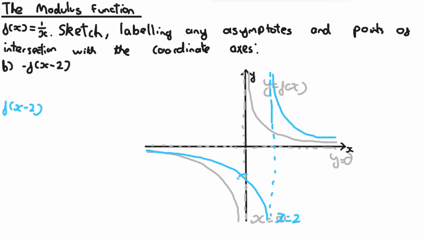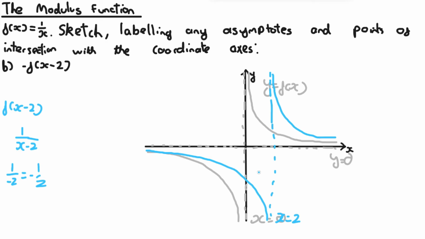And then this y-intercept here is going to be, as it's x minus 2, all of the values of x are replaced by x minus 2, so it's going to be 1 over x minus 2. So this is the y-intercept, when x is equal to 0, so it's going to be 1 over minus 2, which is equal to minus a half.